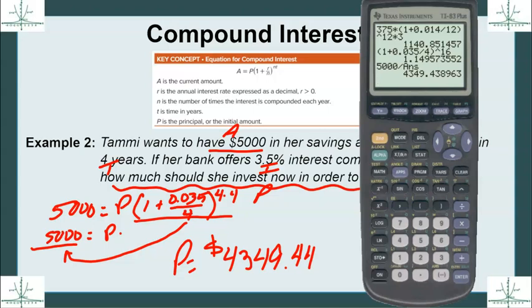So it's very important that you read carefully what they're asking you to find so that you can be solving for the correct variable.